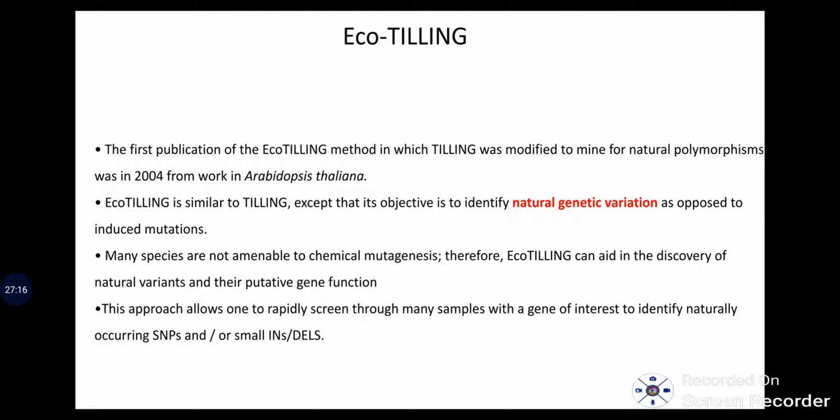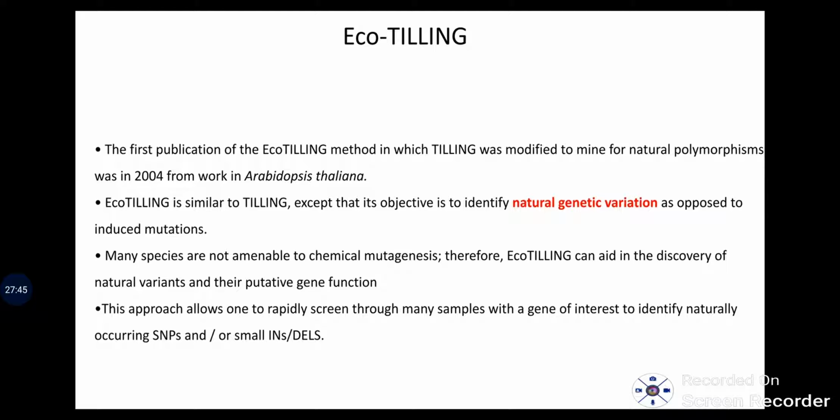It is just like when we talk about linkage and association mapping. It is similar to that, where in linkage we talk about a particular population, meaning a breeding population, but in case of association mapping we harness the natural variation. That means we take the natural population already existing. Likewise, EcoTILLING is a modified approach of TILLING.